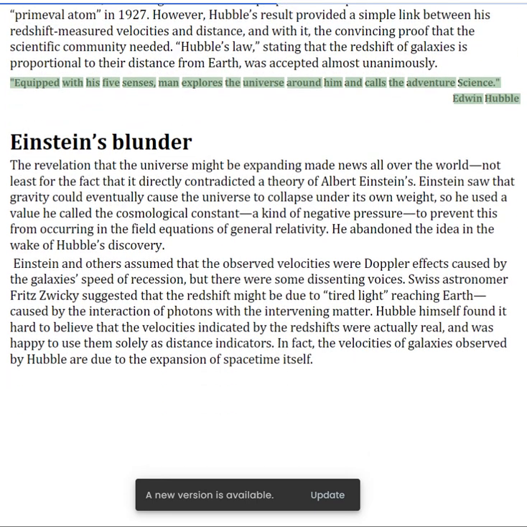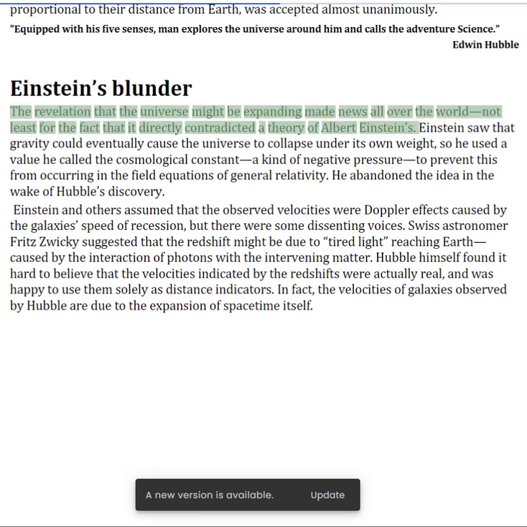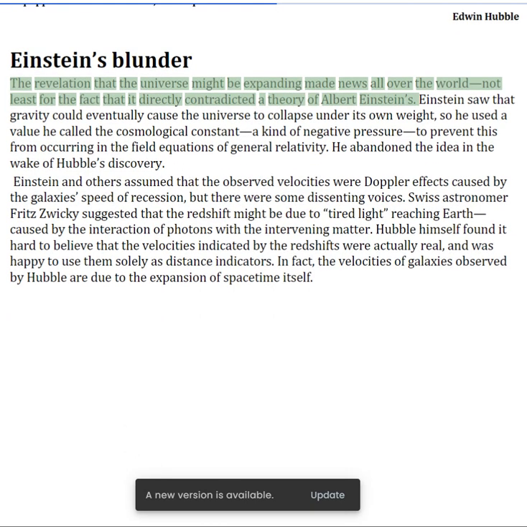Equipped with his five senses, man explores the universe around him and calls the adventure science. Edwin Hubble. Einstein's blunder. The revelation that the universe might be expanding made news all over the world, not least for the fact that it directly contradicted a theory of Albert Einstein's.